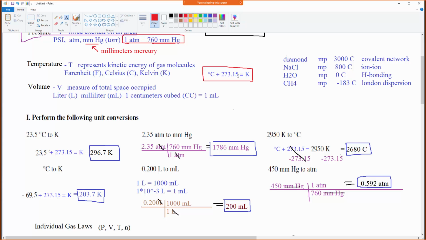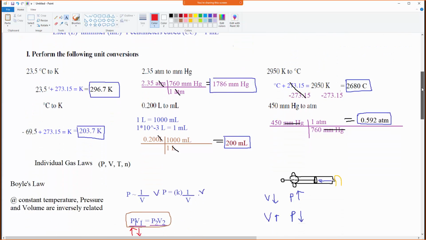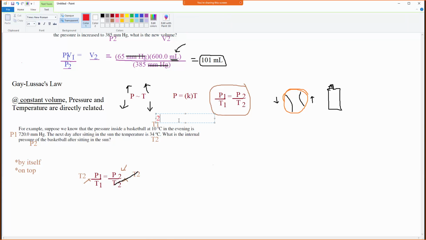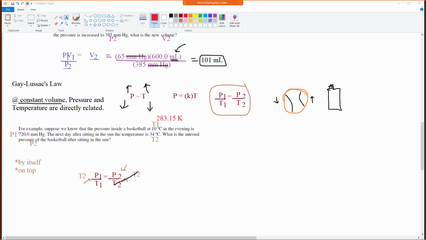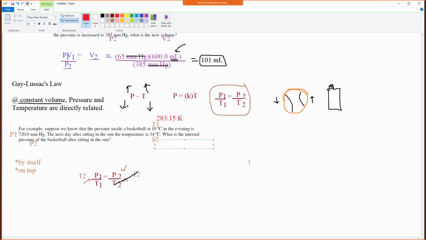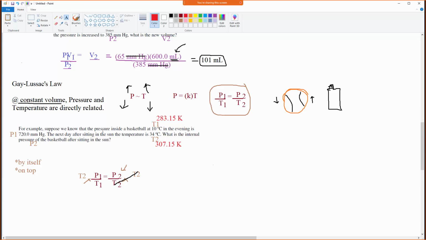I'm going to add 273.15. Okay, so that's going to be 283.15 Kelvin. And this is 34 plus 273.15. Okay, that's 307.15. Let's plug that in here. Whew. Almost made a terrible mistake there.